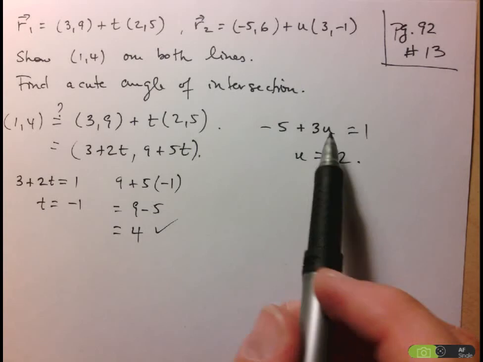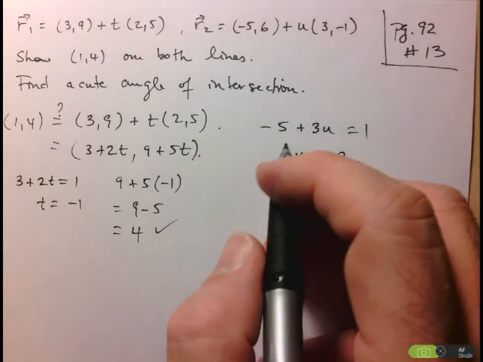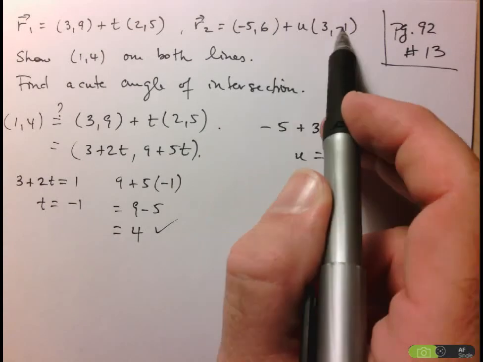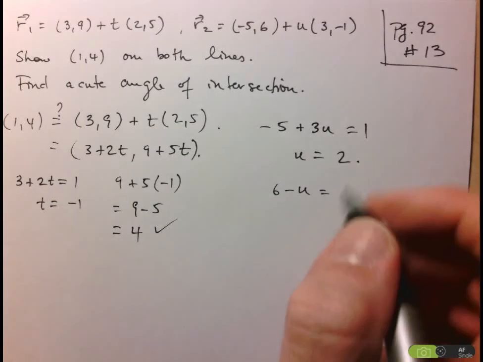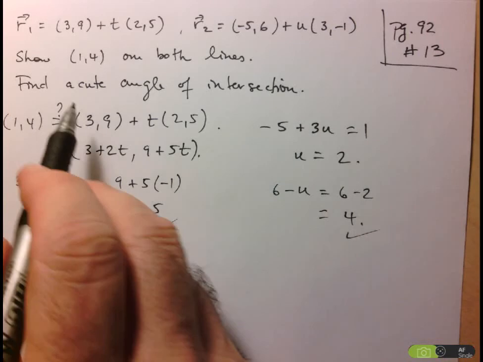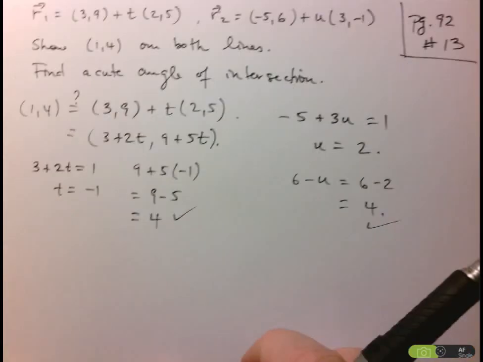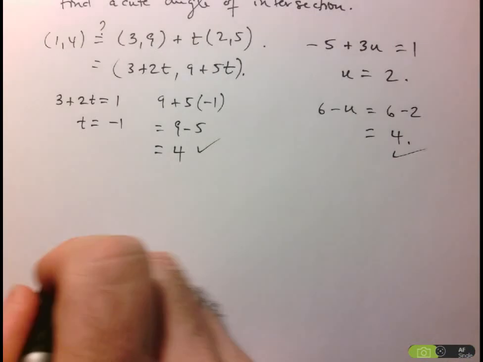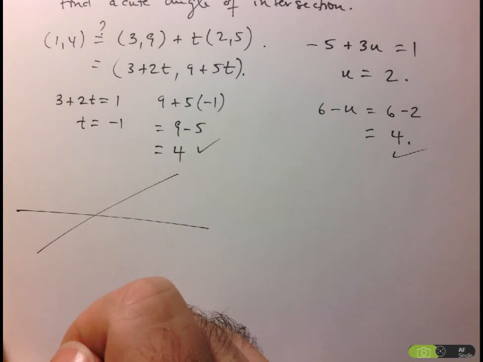Let's now check that that same value gives us the correct y component. So let's take here 6 plus negative 1 times u, so 6 minus u, which is going to be equal to 6 minus 2, which is equal to 4, and that is, in fact, the y component of the point that I'm trying to show. So this tells us that the point (1, 4) is on both of these lines. Okay, let's go on to the second part. The second part asks us to find the angle at the intersection of these lines.